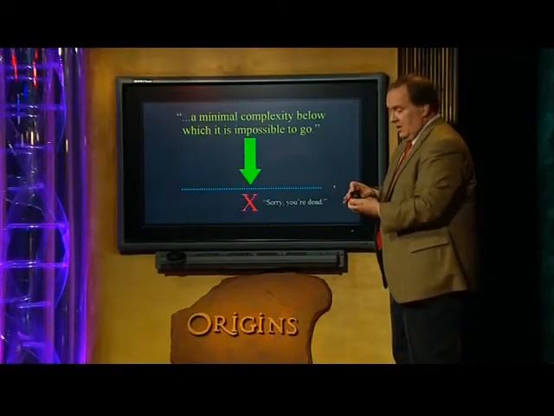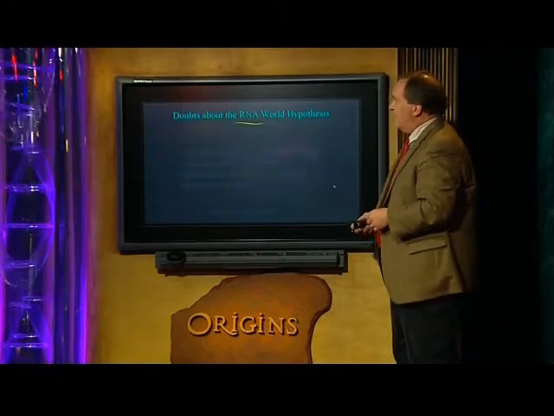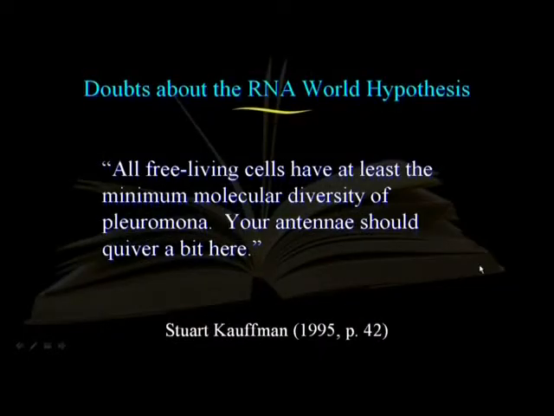Where is it? Kaufman goes on, he says, all free-living cells, something you can grow in a lab, seem to have at least the minimum molecular diversity of Pleuromonas. Now, that's a generic name for a particular kind of bacteria that I'll show you in just a moment. Your antennae should quiver a bit here. I like that phrase. He says, you need to pay attention.